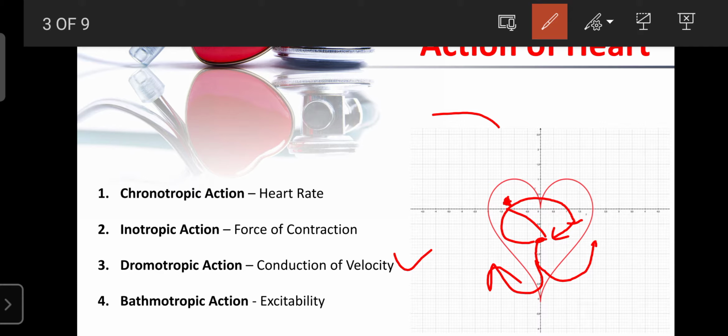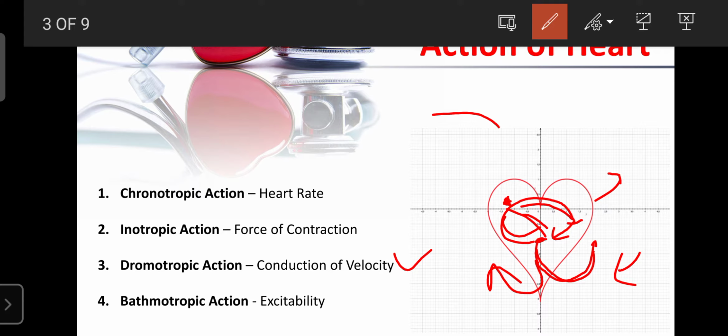When it is transmitted here, it is helpful for the contraction of the atrium. When it takes the bifurcation, it is helpful for the contraction of the ventricles. So like that, the action potential is generated. That is known as the transmission, the conduction velocity. The performance of the heart mainly depends upon the conduction velocity.